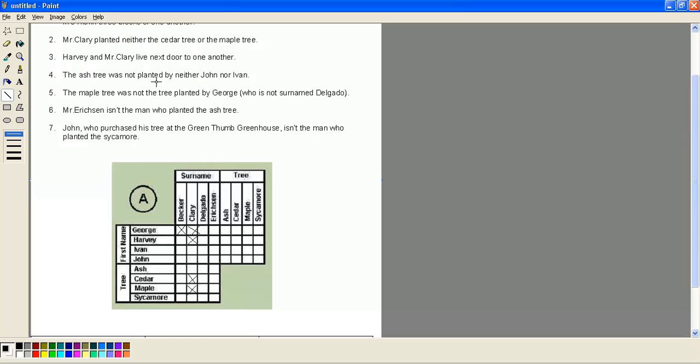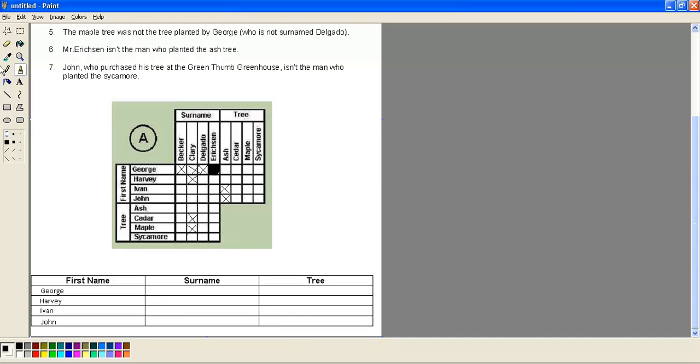The ash tree was not planted by John or Ivan. So the ash tree is not Ivan and is not John. The maple tree was not planted by George, who is not named Delgado. So if George is not Delgado, that means the only possible option for George now is Erickson. So I'm going to fill in the Erickson box for George, because that's our match.